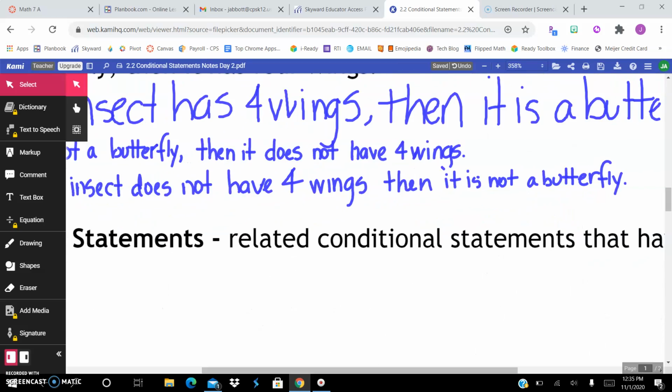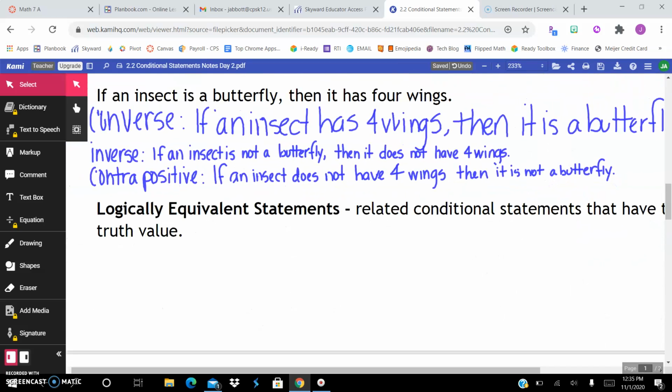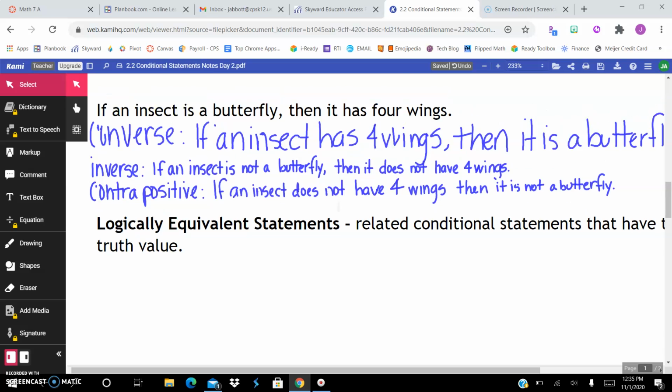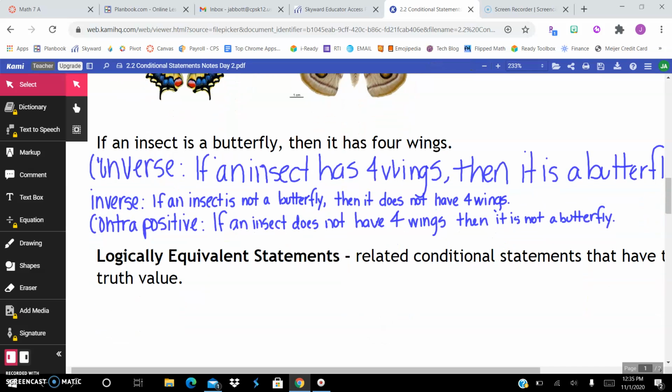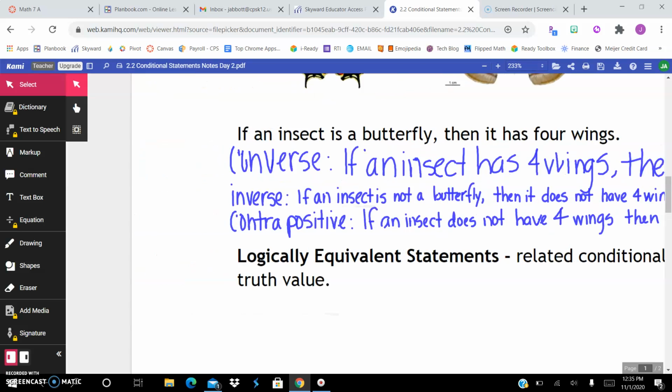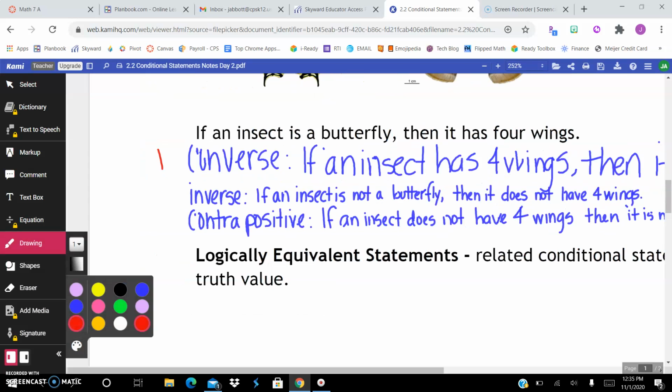So let's take a look at that statement. It says, if an insect does not have 4 wings, then it is not a butterfly. If it doesn't have 4 wings, it can't be a butterfly. That is true because a butterfly has to have 4 wings. And I did Google that just to make sure. So the converse and the inverse were both false, and the contrapositive was true. The conditional statement that we were given was true as well.